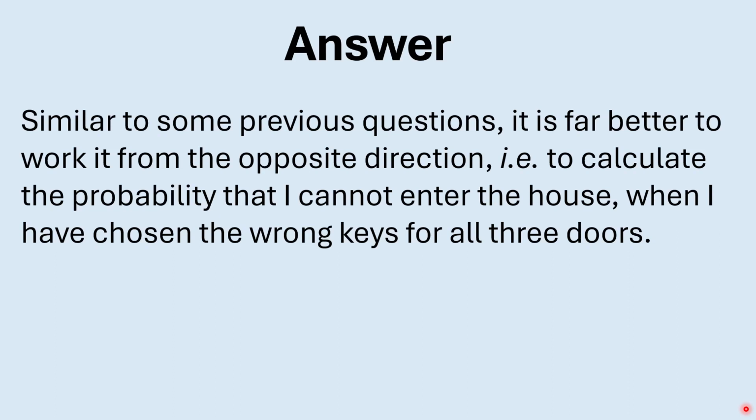Because I have a set of two keys for each door, and one of them is correct. So that means the probability that I have chosen the wrong key for each door is half. And if we treat opening all three doors as three consecutive events, the overall probability that I have chosen the wrong keys for all three of them is equal to the product of the three individual probabilities. This is also called the third law of probability, or the product law.